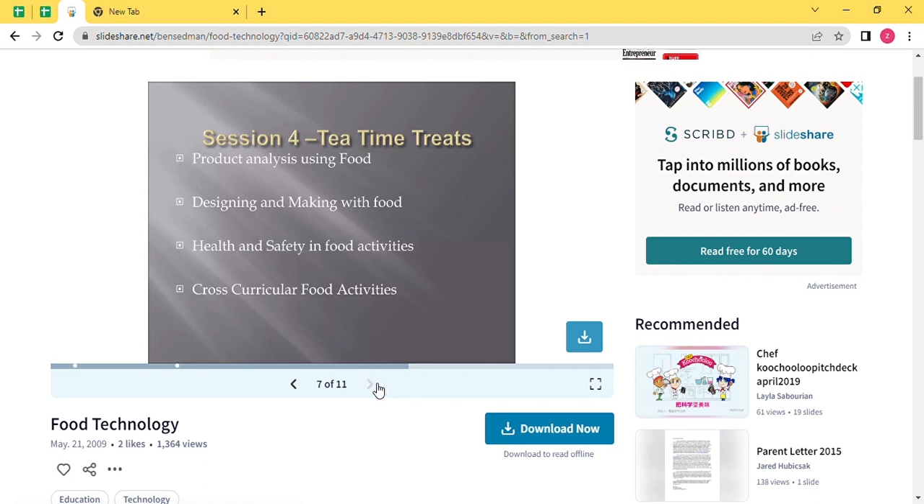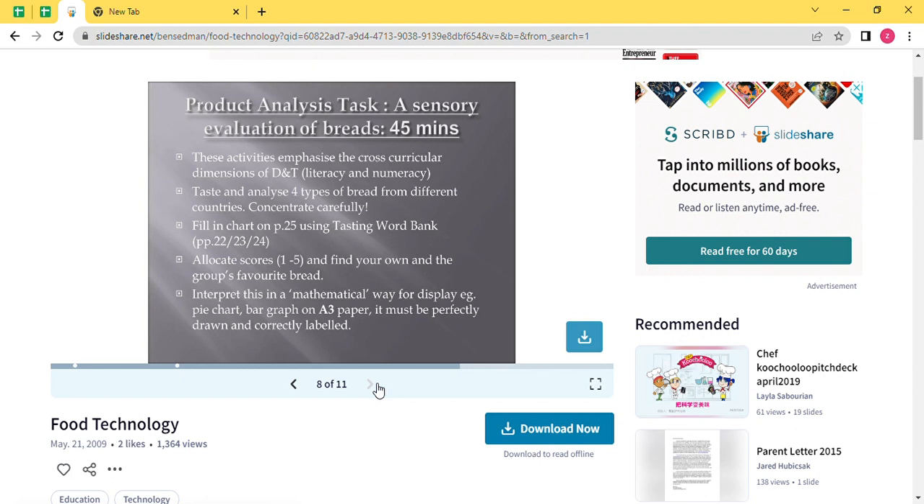Session 4, tea time treat: product analysis using food, designing and making with food, health and safety in food activities, and cross-curricular food activities. Product analysis task or sensory evaluations of breads, 45 minutes. These activities emphasize the cross-curricular dimensions of D&T, science and numeracy. Test and analysis for type of bread.